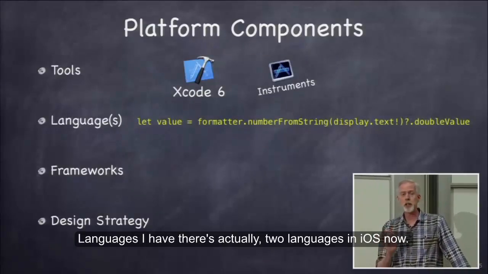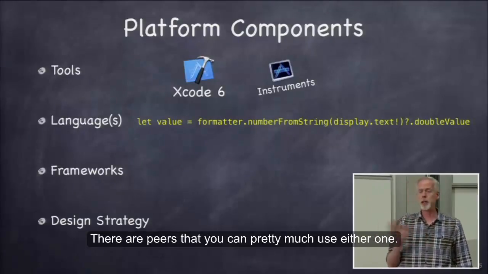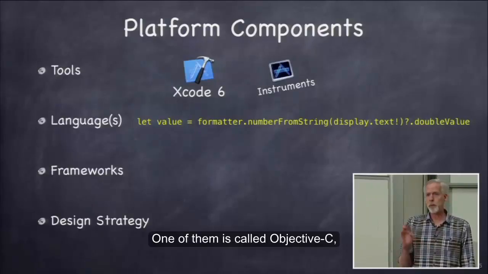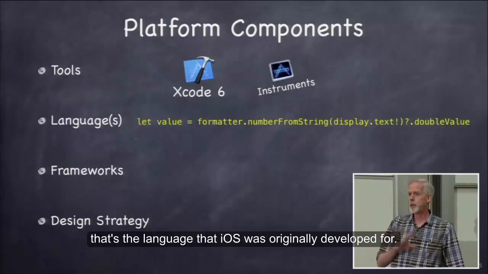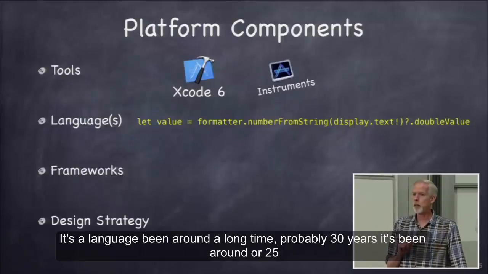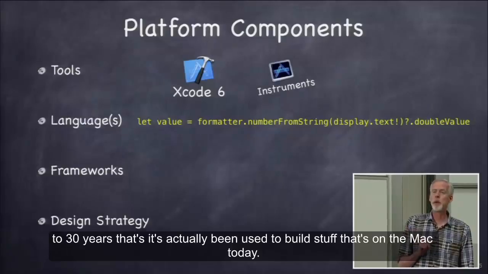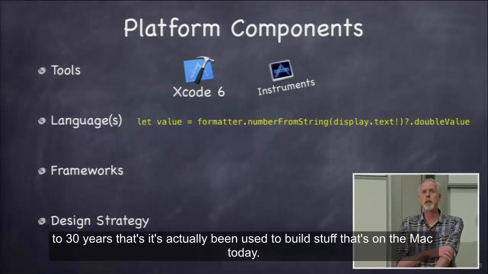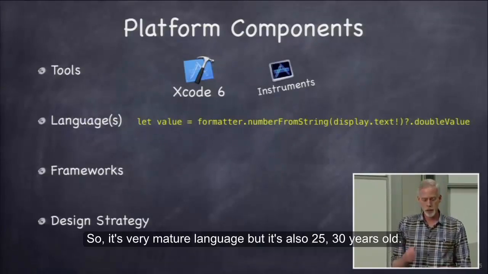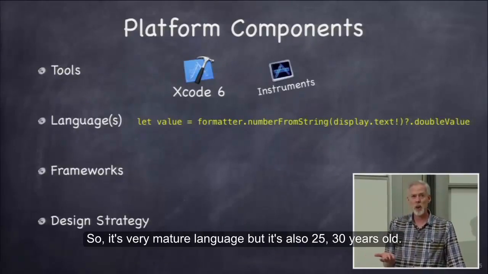Languages, there's actually 2 languages in iOS now. They are peers. You can pretty much use either one. One of them is called Objective-C. That's the language that iOS was originally developed for. It's a language that's been around a long time, probably 30 years. It's been around 25 to 30 years that it's actually been used to build stuff that's on the Mac today. So it's a very mature language, but it is also 25, 30 years old.